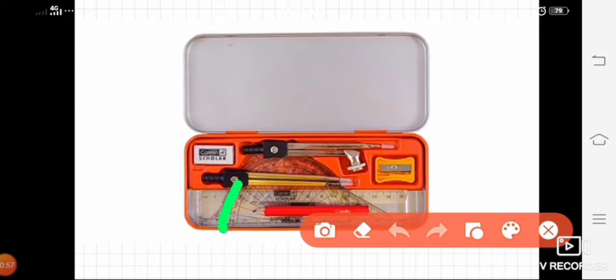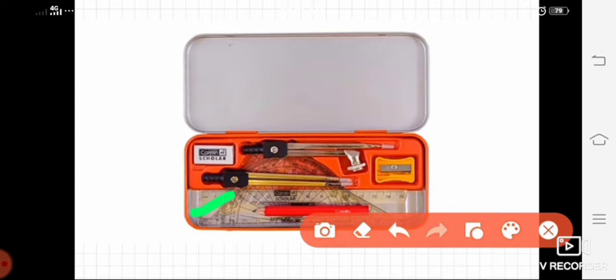The semicircular instrument which we can see in this way, what is that instrument called? Yes, that is called a protractor. You have used it in fourth standard, fifth standard, isn't it? What is the use of this protractor? Correct. The use of this protractor is to draw different kinds of angles, to measure them, to draw them, or to construct them.